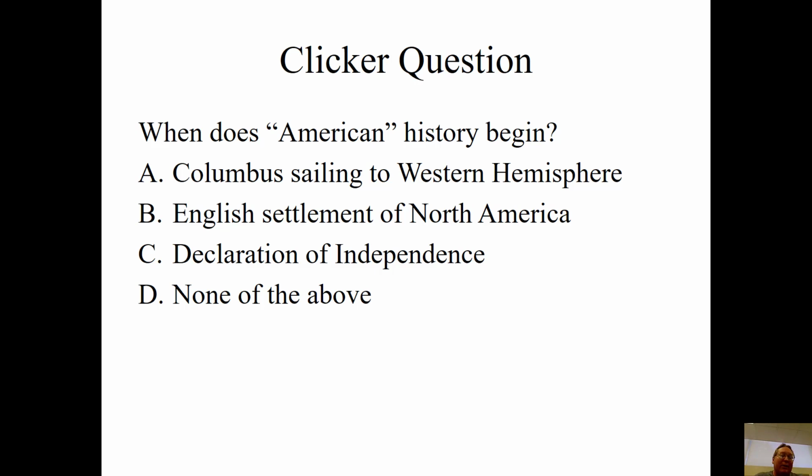There really can't be a Declaration of Independence without the English settling in North America. The English are settling in North America because other Europeans are in the Western Hemisphere, started by Columbus, right?